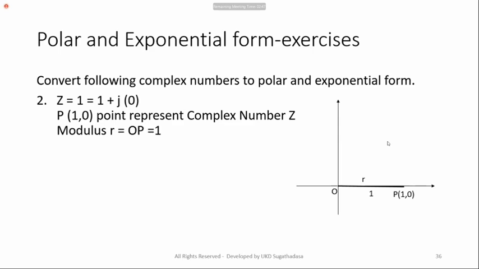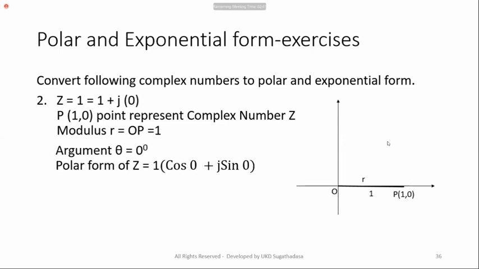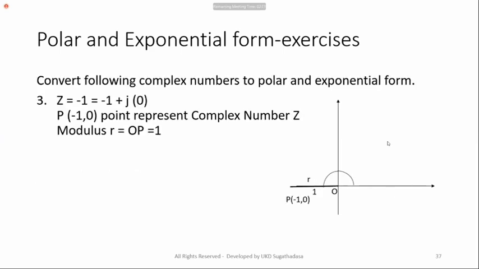Every time only one person is answering, right? Argument is 0 because the point is on the x-axis. Therefore, polar form is 1 (cos 0 + j sin 0). When it is 0, radian 0, degree 0, both 0, right? So the complex number in exponential form is 1 r e^(j theta). Remember that every time: r e^(j theta). 1 e^(j 0). Right, quickly, second, next one.